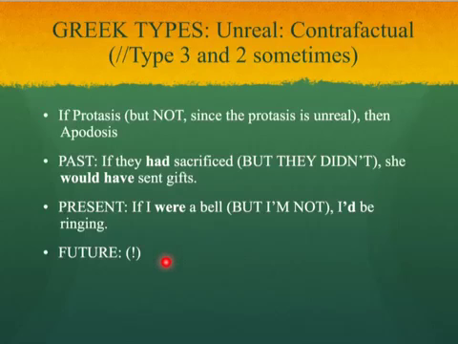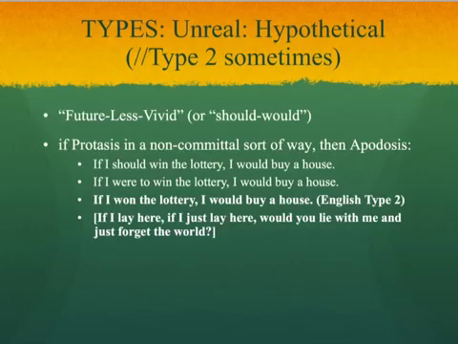But when you get into the future, right, you can't really have something that's contrary to fact, because the future hasn't happened yet, so you don't know what's contrary to fact. So instead of a future version of the contrafactual, you have this hypothetical formulation, which in Greek we call the future less vivid. Now, another way that you will hear the future less vivid talked about is the should-would formulation, okay?